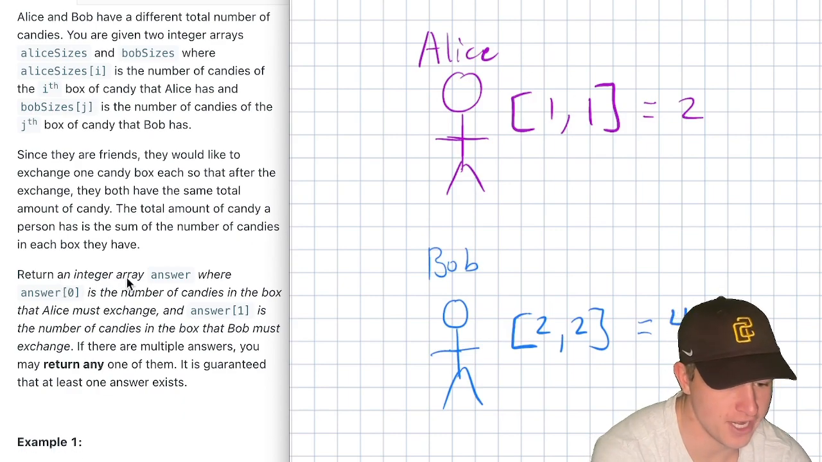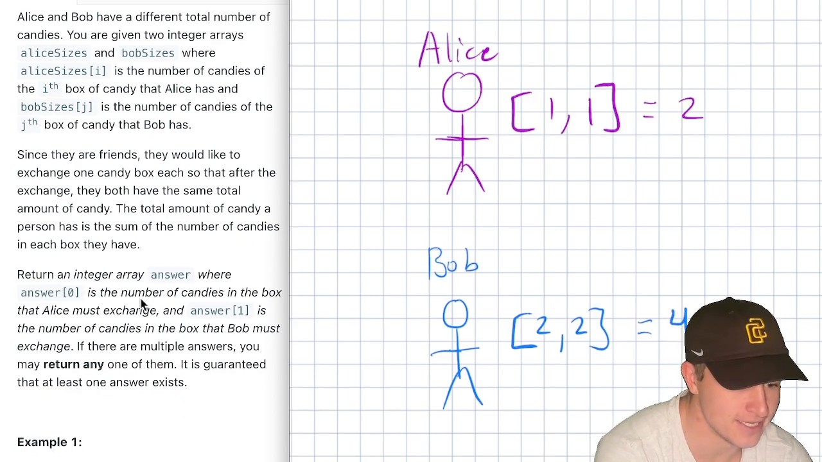So we're going to return an integer array answer where answer 0 is the number of candies in the box that Alice must exchange, and answer 1 is the number of candies in the box that Bob must exchange. If there are multiple answers, you can return any one of them. It is guaranteed that at least one answer exists.